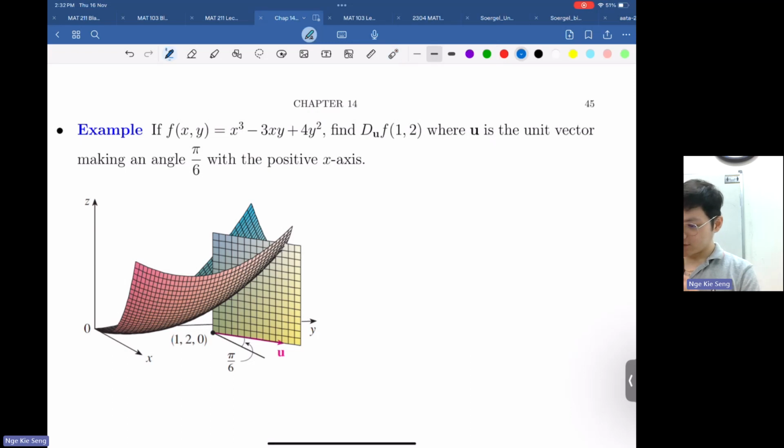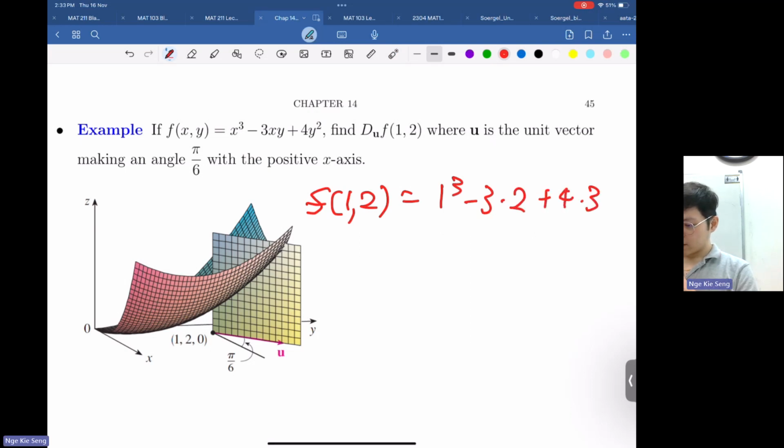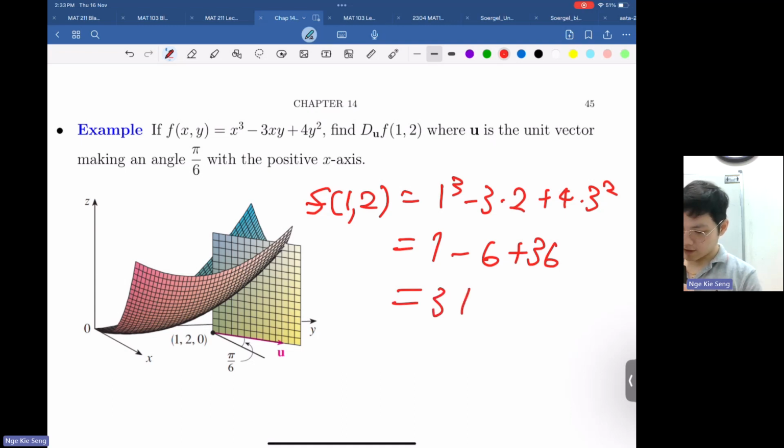Not 0. So let's compute. f(1,2) is what? 1 cubed minus 3 times 1 times 2 plus 4 times 2 squared. So 1 minus 6 plus 16, which is 11. So that's the point (1, 2, 11) on the surface. We want to find the tangent line at this point. Which direction do you want to pick? This direction makes an angle pi over 6 with the positive x-axis.